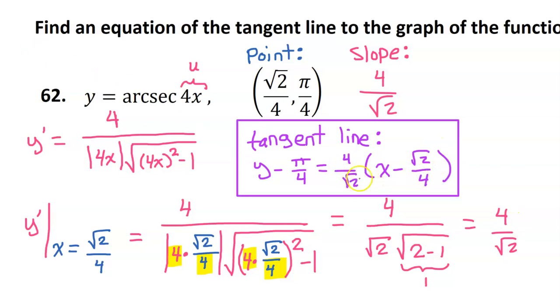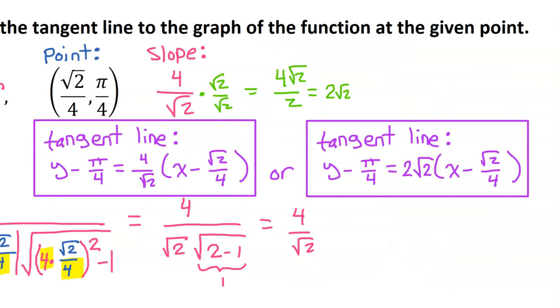You could get an answer that looks slightly different if you rationalize the denominator in the expression 4 over radical 2. If I multiply this by radical 2 over radical 2, I'm going to get 4 radical 2 over 2, which is 2 radical 2. So this could be the slope instead. So here's another version of your answer.